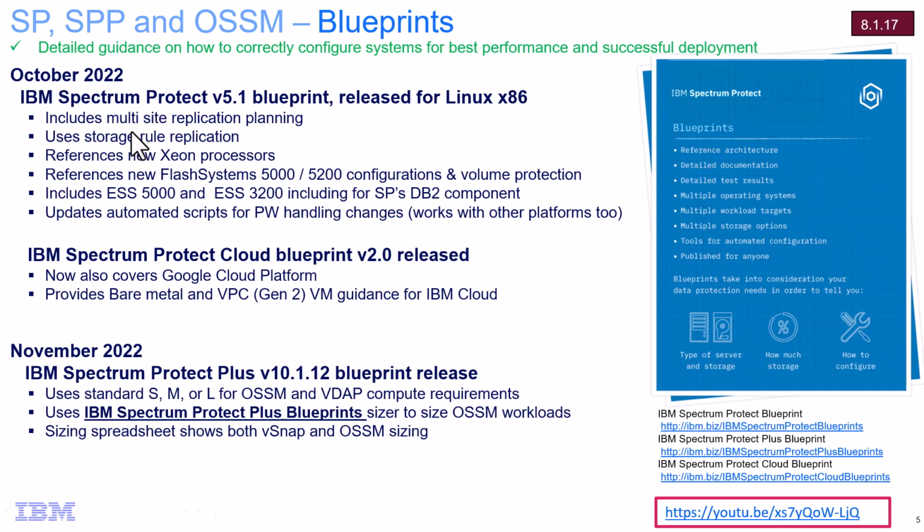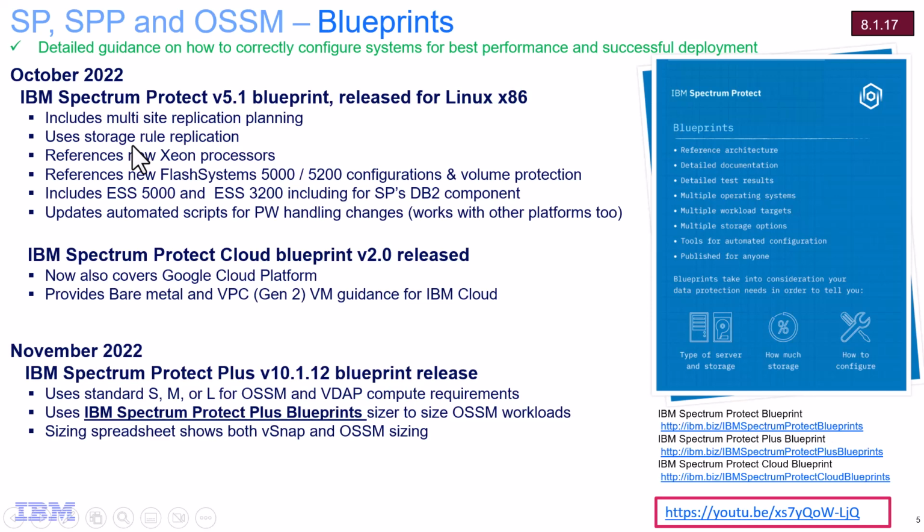So if you recall, when you are replicating your Spectrum Protect backups to another Spectrum Protect server for disaster recovery, you can now replicate to multiple locations. So that is covered in this blueprint, as well as the storage rule replication that's used to do that multi-site replication. We also have updated some of the hardware that's being referenced.